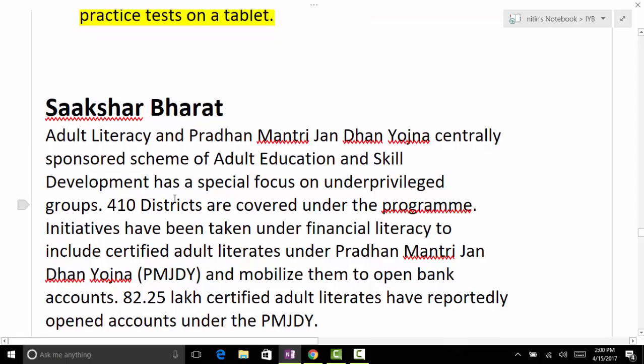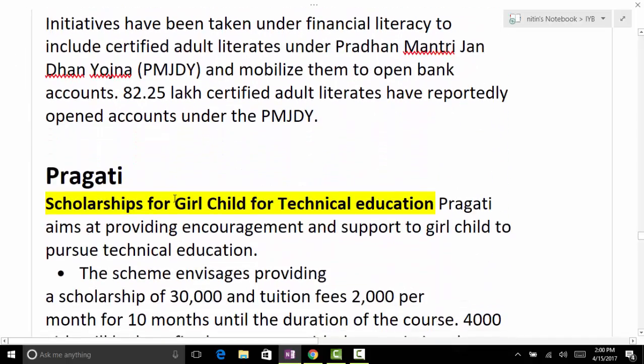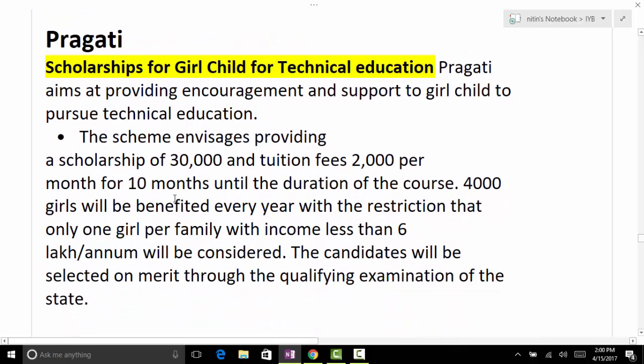Sakshar Bharat. Leave this. Come to next, Pragati. So there are two schemes on Pragati. One is this Pragati, proactive governance and timely implementation. That is a kind of governance reform scheme. Here it is scholarship for the girl child for technical education. So scholarship will be provided for technical education.